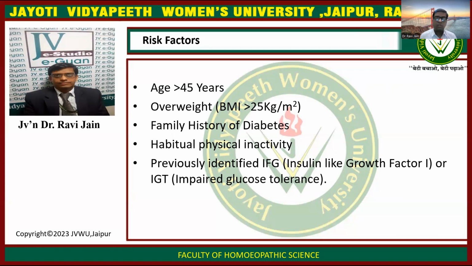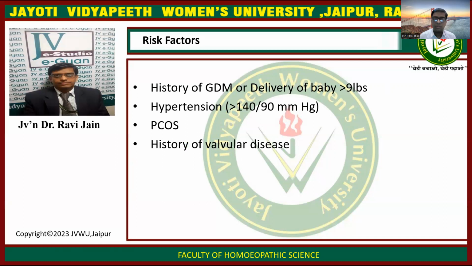So at-risk individuals are those of greater age, more than 45 years, overweight with BMI of 25 kg per meter square, family history of diabetes, habitual physical inactivity, and previously identified IFG or impaired glucose tolerance. Other risk factors include history of gestational diabetes mellitus and delivery of a baby more than 9 pounds, that is more than 4.5 kilogram, hypertension with blood pressure more than 140/90 mm Hg, polycystic ovary syndrome, and history of vascular disease.